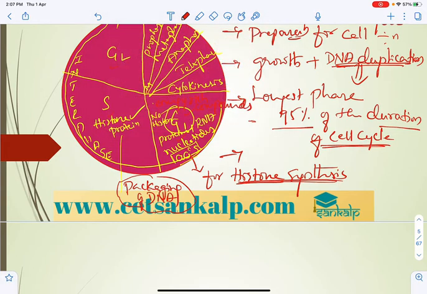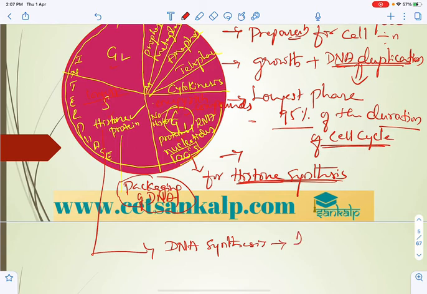So now, in this S phase, what happens? S phase, we usually know, is the synthetic phase, where DNA synthesis occurs. Among G1, S and G2, this is the longest phase. So in interphase, the longest phase is S phase. DNA synthesis occurs and it is the longest phase in the interphase.